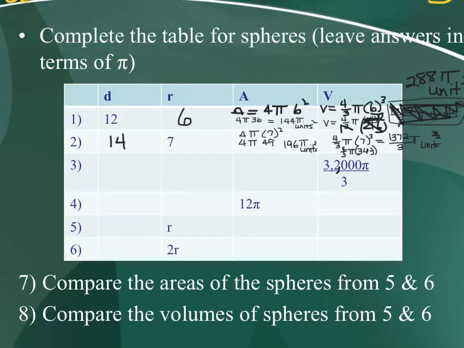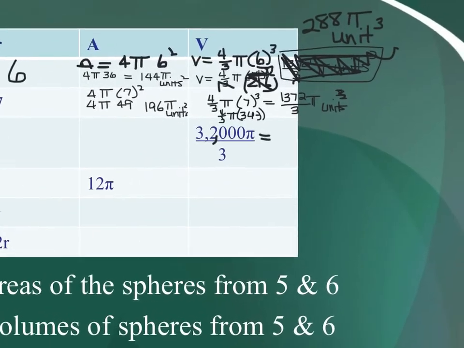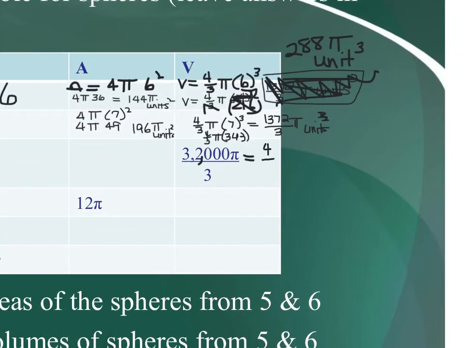The next one, for number 3, I don't have a radius value, so I need to work backwards here. So what I'm going to do here is I'm going to set this equal to my volume formula, which is 4 over 3 pi times radius to the third power. So now I need to start trying to isolate the r. And I can do more than one way. First thing I'm going to do is get rid of the fraction. So I'm actually going to multiply both sides by 3. So that's going to get rid of my fractions.